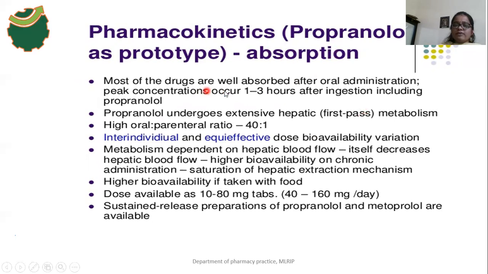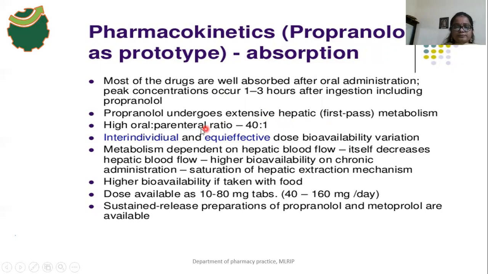Most of these drugs are well absorbed after oral administration, and the peak plasma concentration is reached within 1 to 3 hours after ingestion, including propranolol. Propranolol has high first pass metabolism, meaning that before going to the systemic circulation, the drug is metabolized in the liver. That is called first pass metabolism. That's why the bioavailability of propranolol is very low. Propranolol has low bioavailability due to first pass metabolism.